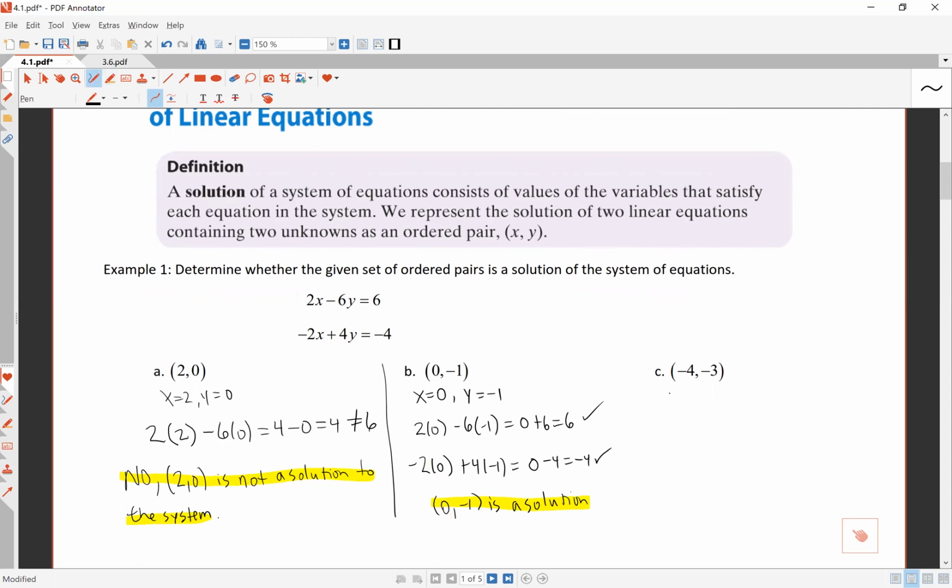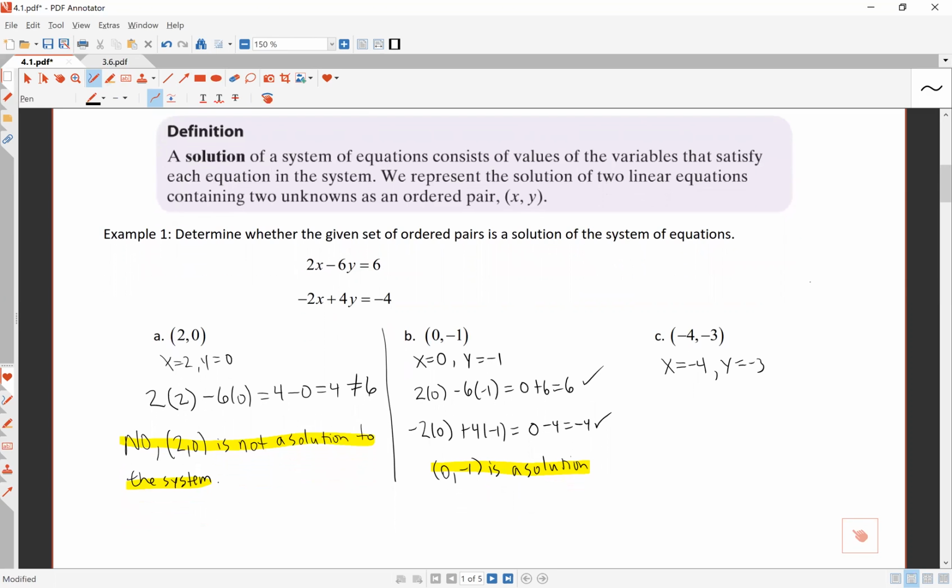Lastly, is (negative 4, negative 3) a solution to the system? If I plug in x equal to negative 4 and y equal to negative 3, to be a solution, it should work in both equations. We plug it into the first one, 2 times x minus 6 times y. That's negative 8 plus 18, which is 10, and that doesn't equal 6. It's not a solution to the first equation, so therefore it can't be a solution to the system. It has to work in both.